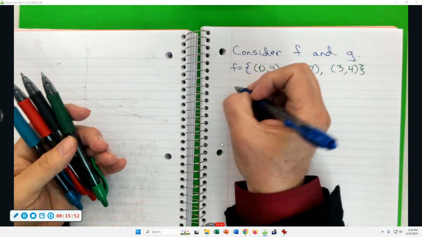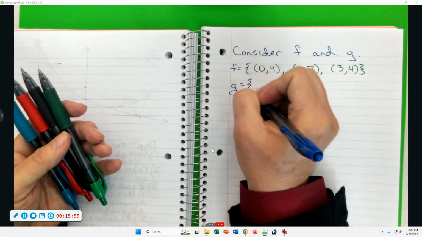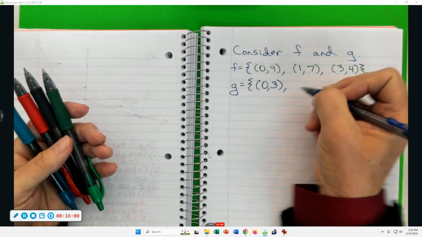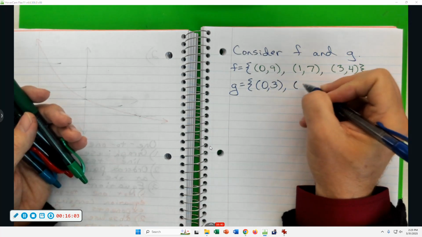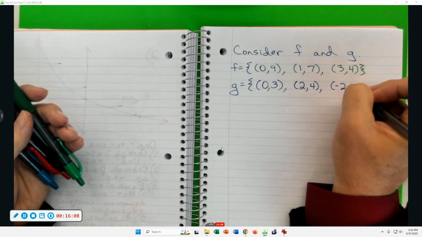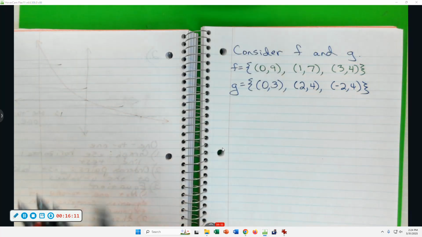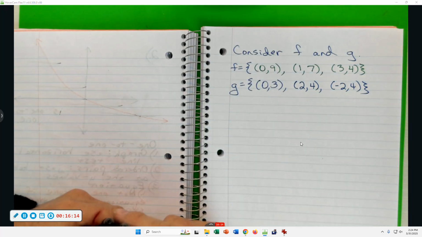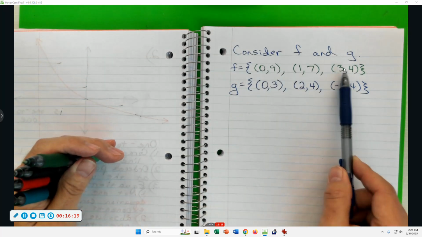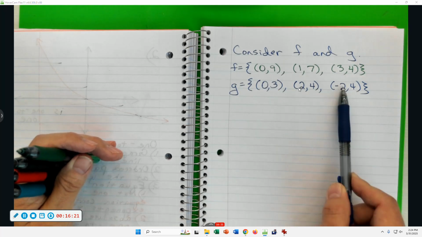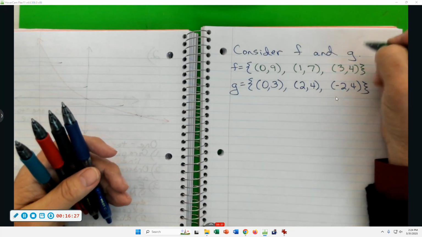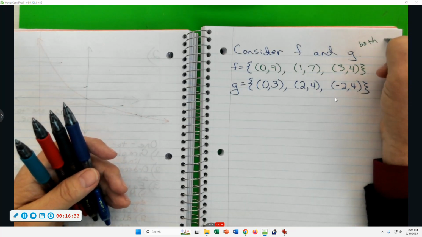And here's another one, g. It has ordered pairs (0, 3), (2, 4), and (-2, 4). Now in terms of functions, hopefully you'll agree both f and g are functions. There's no repeated x values. So both of these things are functions. I'm going to write that down. Consider f and g. Both are functions.